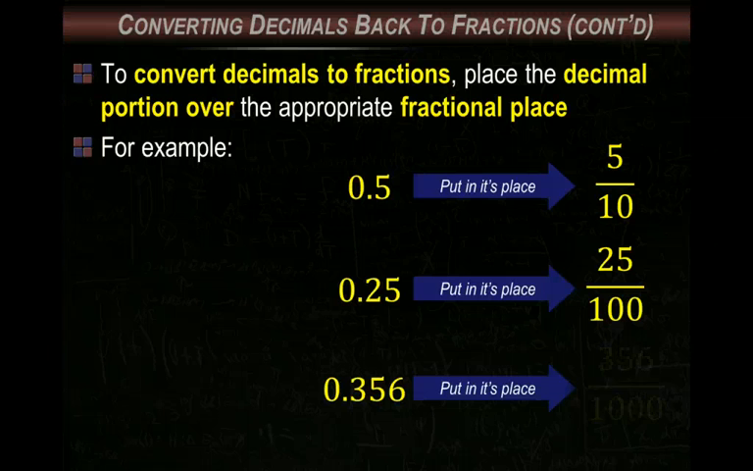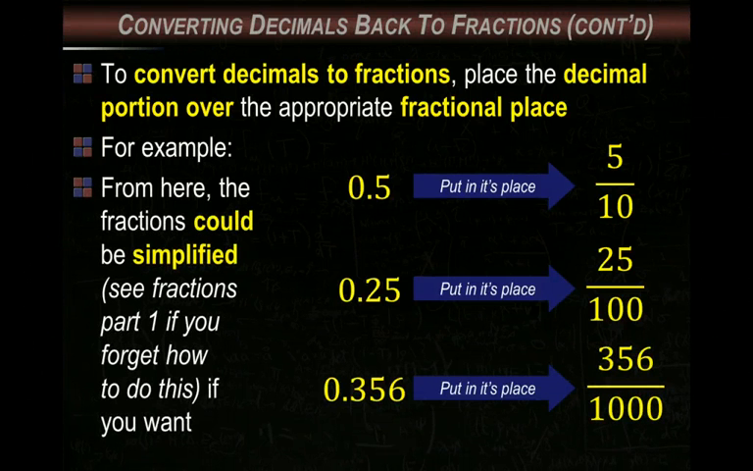0.5 is really just 5 over 10. 0.25 is really 25 over 100. 0.356 is really 356 over 1,000. It's actually not hard, but you've got to know what place you're at. You have to kind of understand what that means. Now, I'm not saying that this is the simplest version of that fraction. It could be simplified. But that's not what I'm going for here. I'm just going for the conversion, converting that into that. Okay?